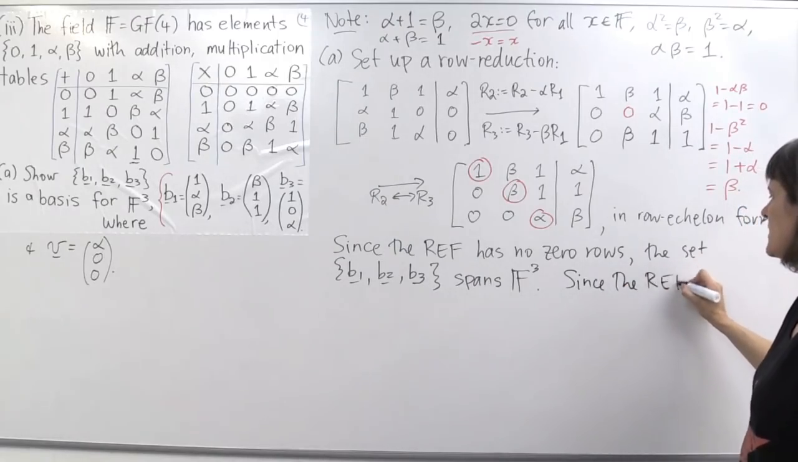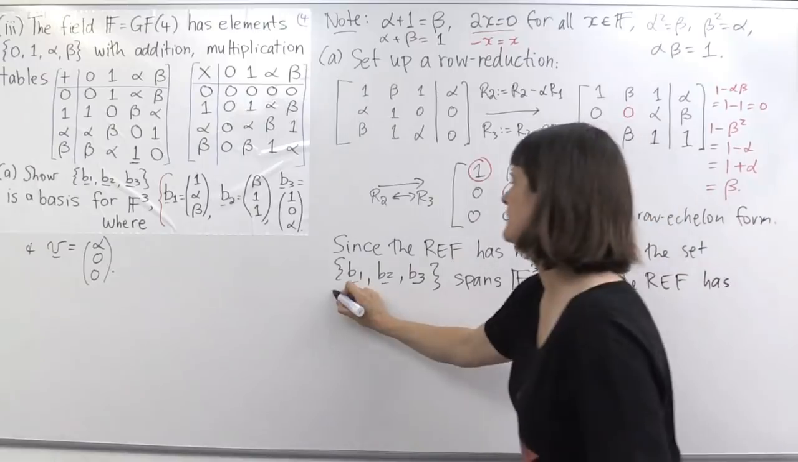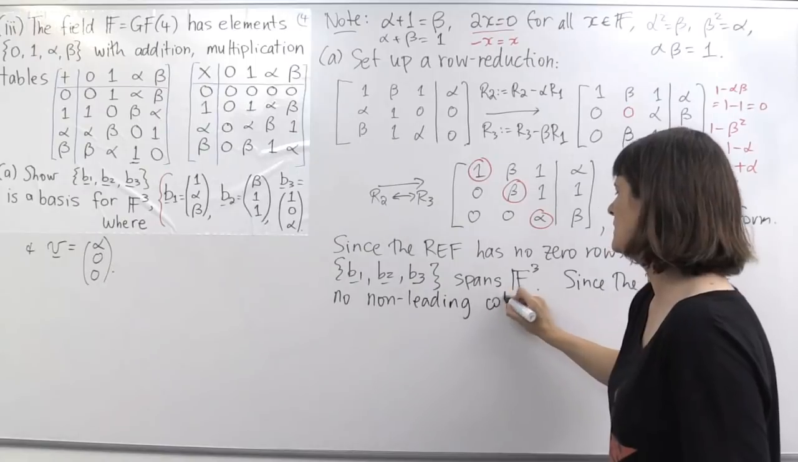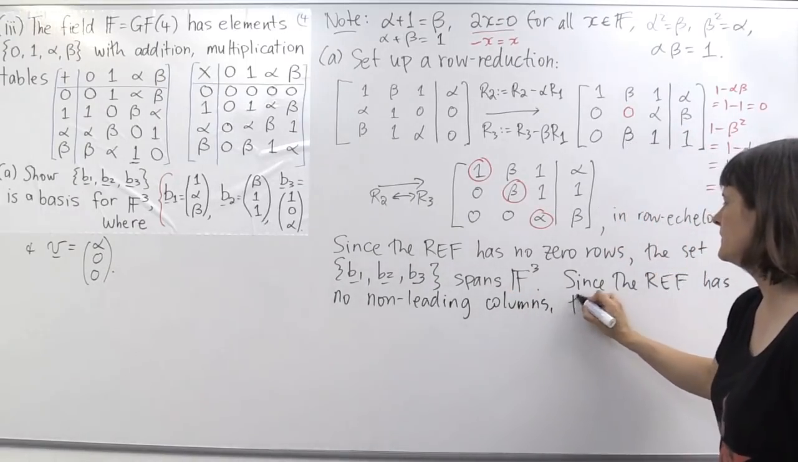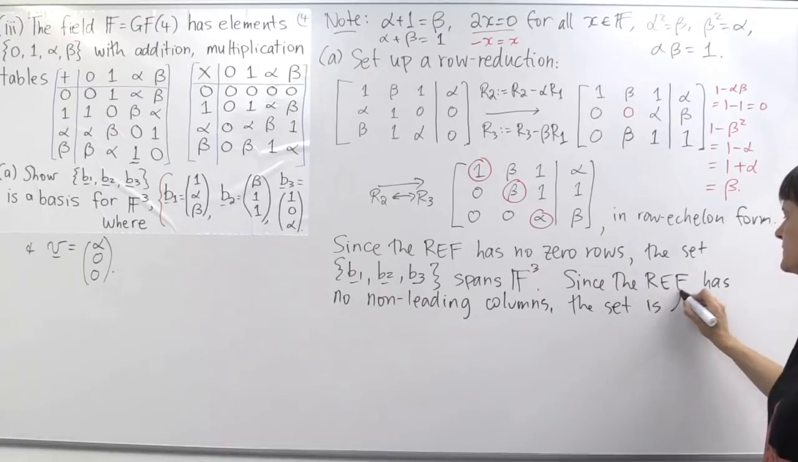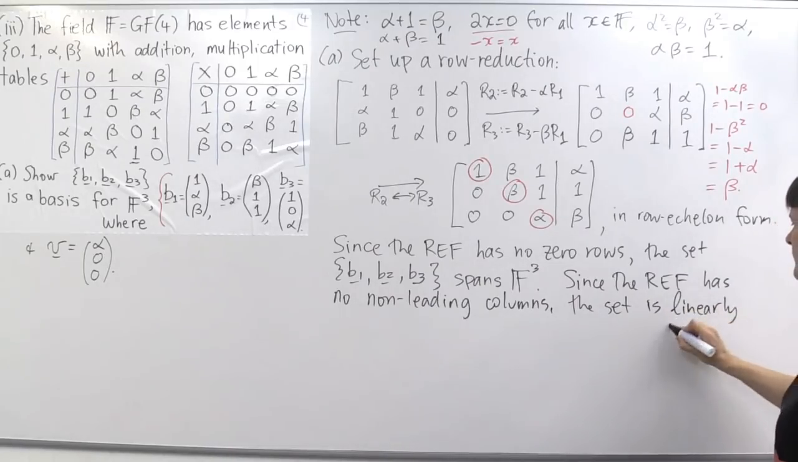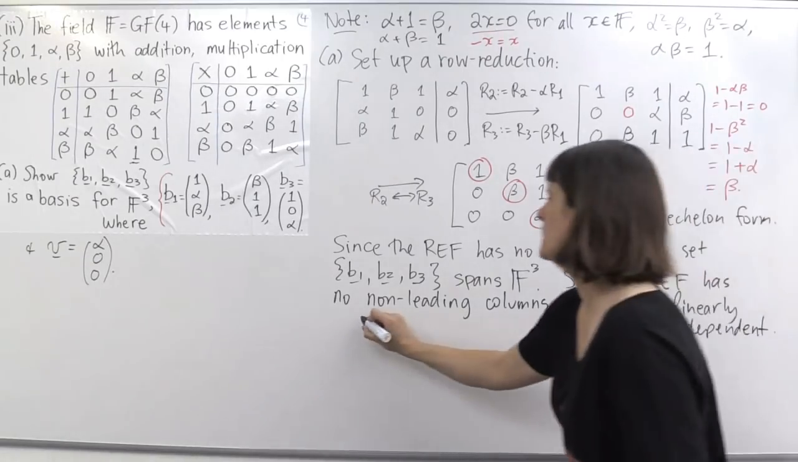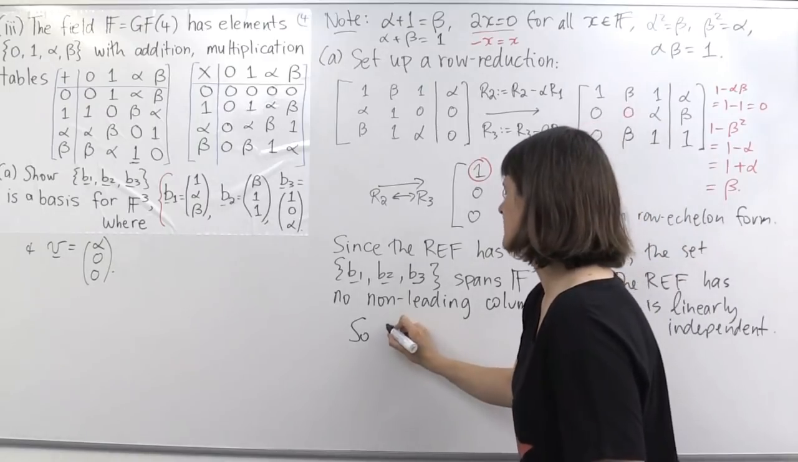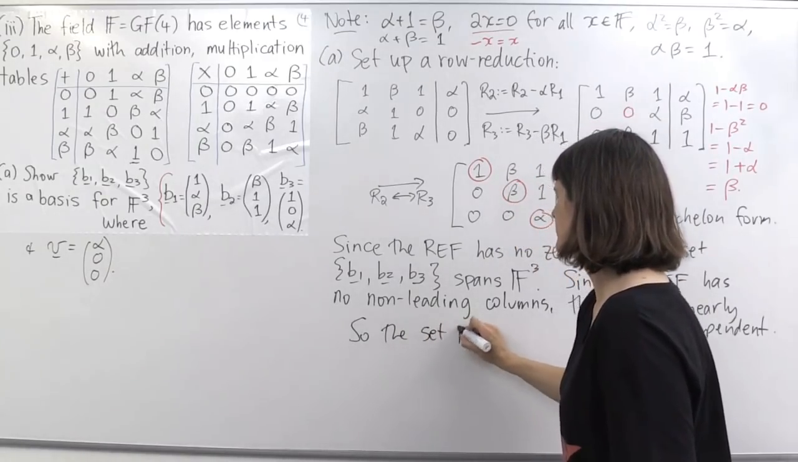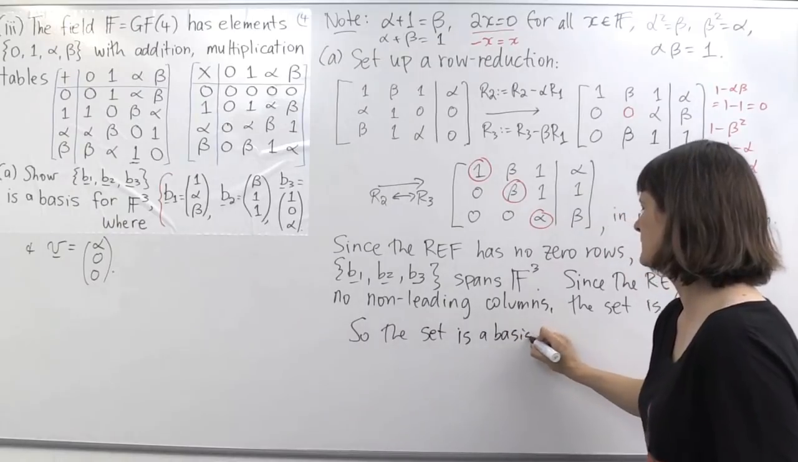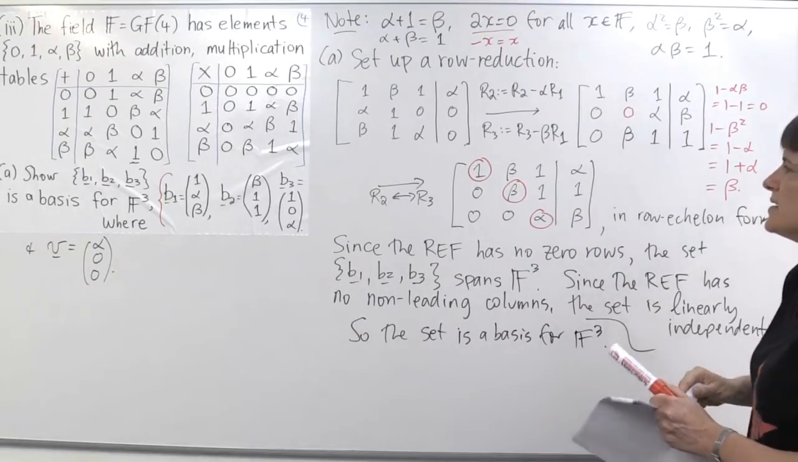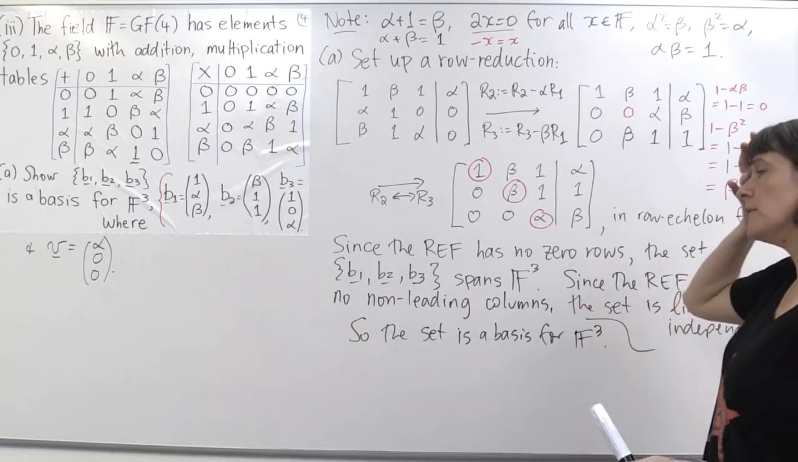So you give some argument along these lines. No non-leading columns, the set is linearly independent. And that means it's a basis. The set is a basis. Okay. And I guess this also shows that F3 has dimension 3, which is what we would expect.